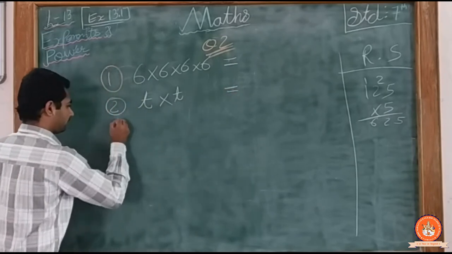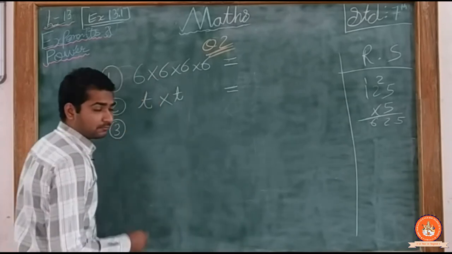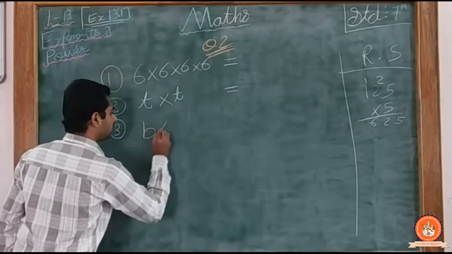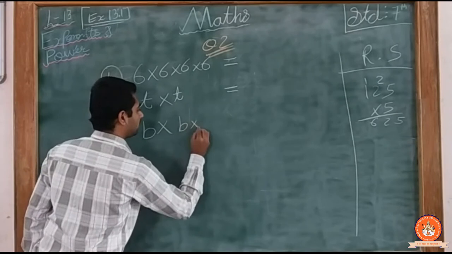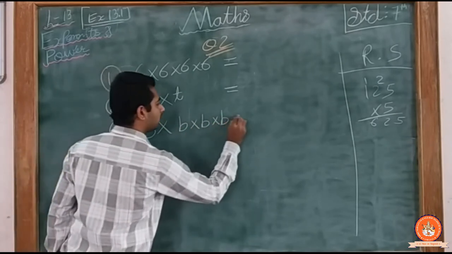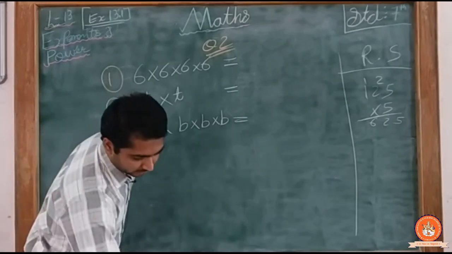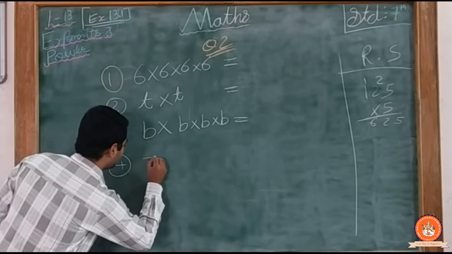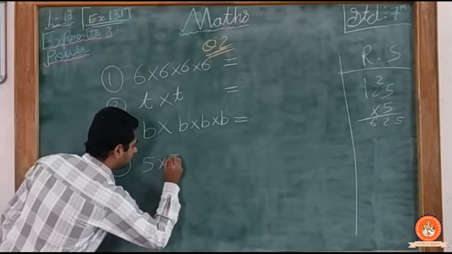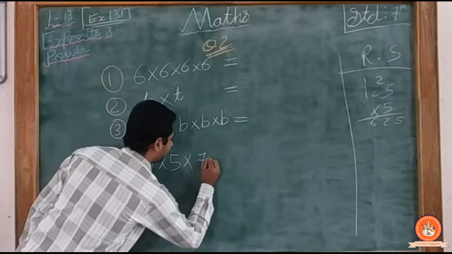Third, b multiply by b multiply by b, how many times? 4 times. b multiply b multiply b multiply b. 1, 2, 3, 4, 4 times, done. Now the fourth one is 5 multiply 5, 5 multiply 5, then 7 multiplied 3 times.